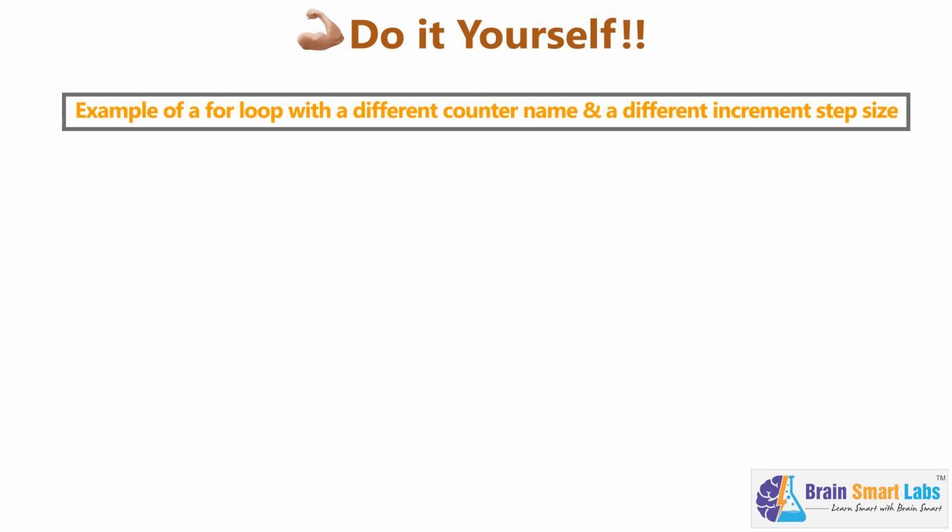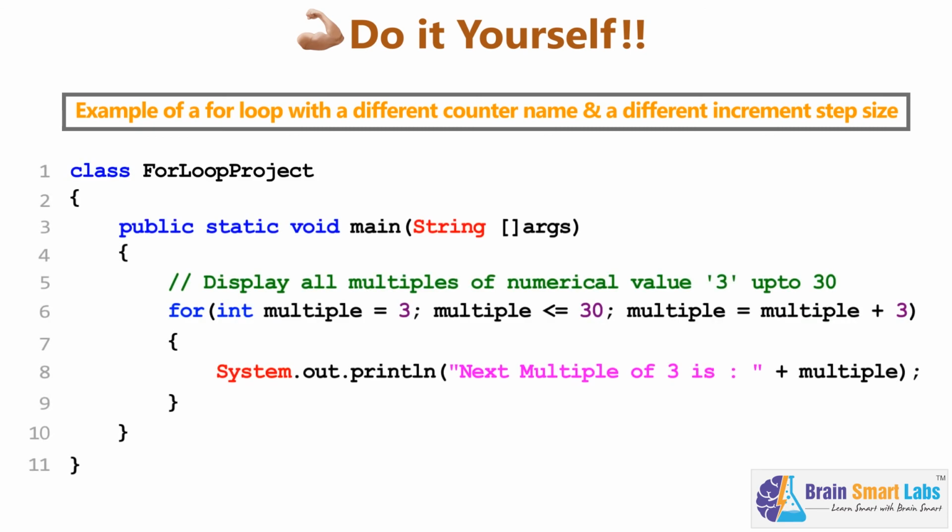Here is a small do-it-yourself assignment for you. The following program is an example of a for loop with a different counter name and a different step size to be incremented. Execute the program and analyze the output for yourself. This will help you in understanding loops in a better way, and it clears all your confusion related to loop counters as explained above.